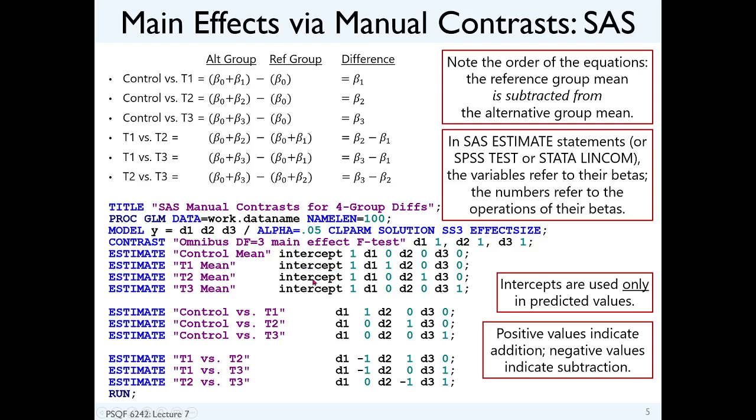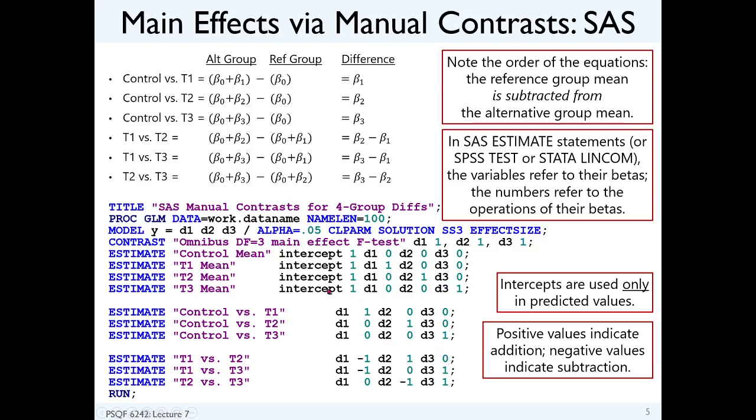So if I have this intercept 1 minus intercept 1, that term drops. I have a 0 for D1 minus a 1, so 0 minus 1 creates the minus 1 that's here. I have D2 coded 1 minus D2 coded 0. That gives me a D2 equals 1 because 1 minus 0 equals 1. And the D3 terms are both 0 and they drop.